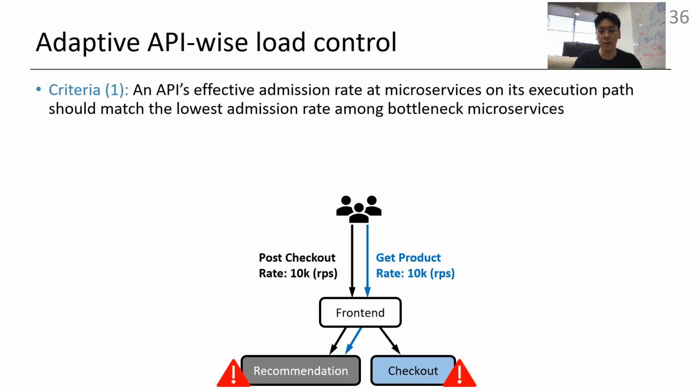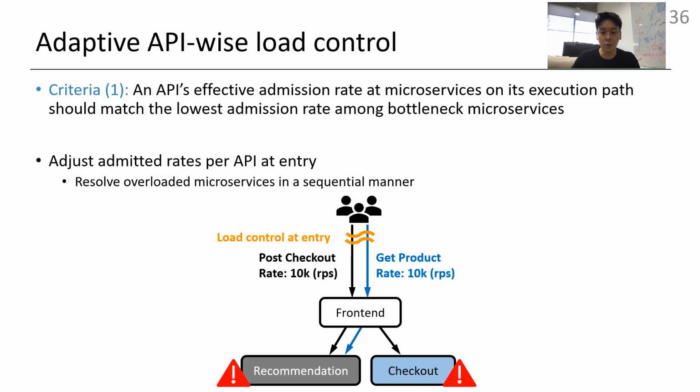To meet criterion 1, we first want all the microservices to share the same admission rate, and we made the design choice of adjusting admitted rates per API at entry, so the load control impacts all the microservices on its execution path. Now we have to find the lowest admission rate by load controlling APIs on entry. However, it is difficult to adjust multiple APIs concurrently and discern the specific impact of each API. Also, load control of an API influences the efficacy of load control for other competing APIs. So we chose to load control step by step sequentially, choosing a target service one at a time, adaptively decreasing rates of corresponding APIs.